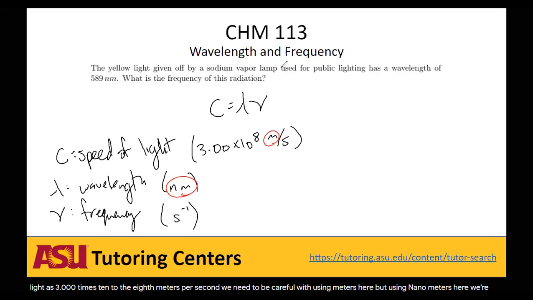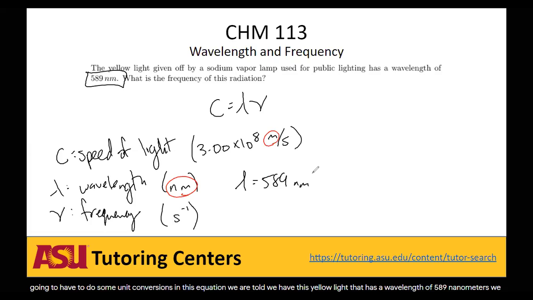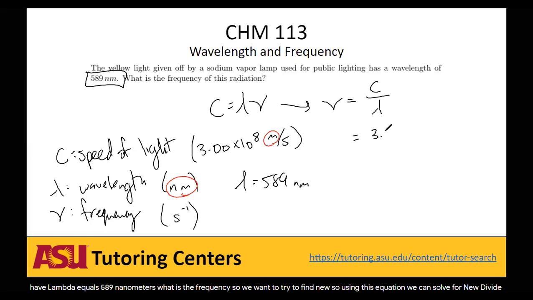In our particular problem, we are told we have yellow light that has a wavelength of 589 nanometers. We have lambda equals 589 nanometers. What is the frequency? So we want to find nu. Using this equation, we can solve for nu. We divide the lambda over, and we get that. Then we plug in our value for the speed of light, dividing by the value for the wavelength.